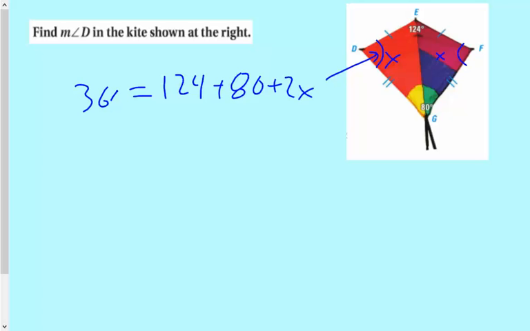So it says find the measure of angle D. In this picture here, we're looking for this one right here. Well, D and F are the same, so we'll call this X and X. And so I'd have 124 plus 80 plus 2X. And since it's a quadrilateral, that'd be equal to 360. And then I could solve that for X.